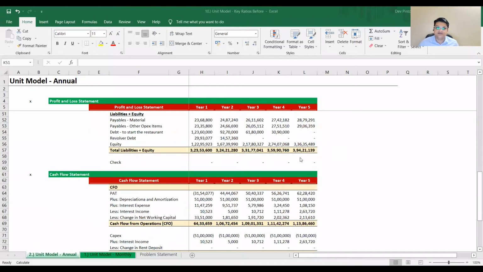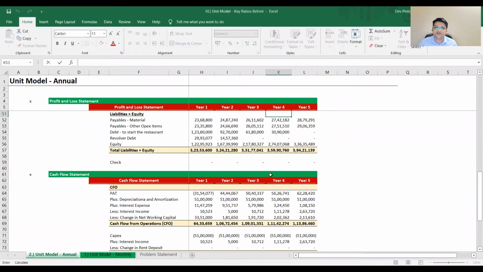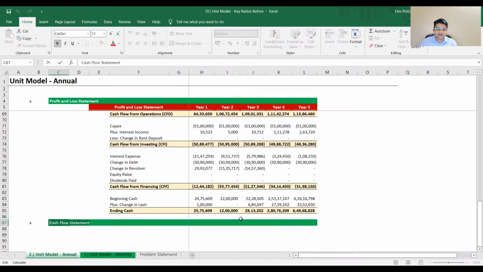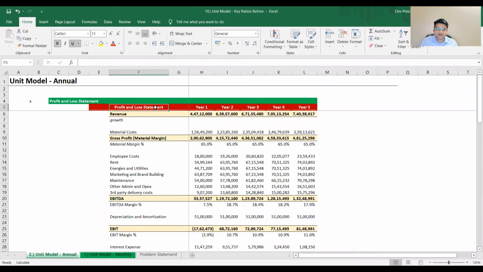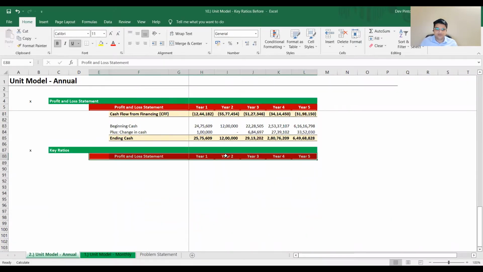Hey guys, so in the previous video, we annualized the model for one restaurant. Now in this video, we're going to compute some of the key ratios at the unit level on an annual basis for one restaurant. So let's just start doing that, right? Ratios, just go up here. Okay, so what are some of the key ratios that we want to cover, right?